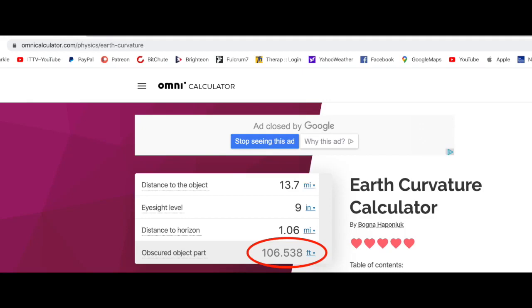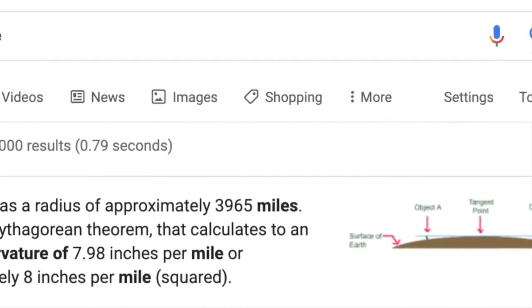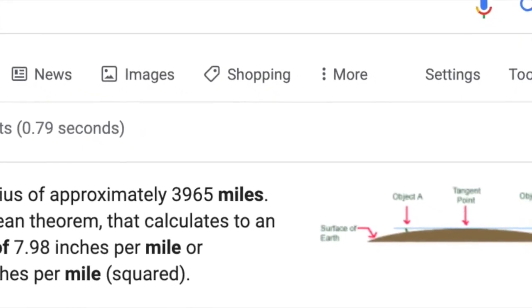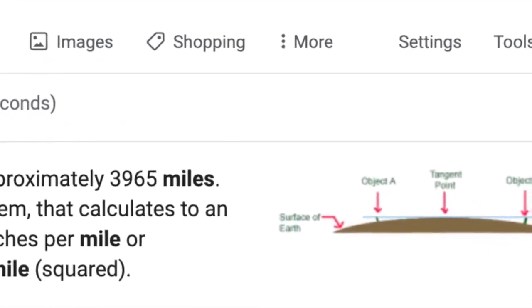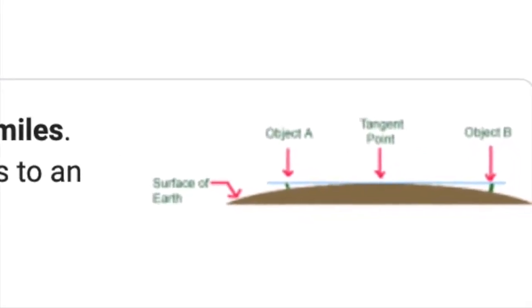Now there's something in these calculations I wanted to point out. Notice it says that my horizon is only 1 mile away. That means my horizon would be right about here. About 1 mile in front of me. That would mean that about 1 mile in front of me is the tangent point, in which it starts to block any object behind it. The further it goes behind my tangent point, the more it's blocked.